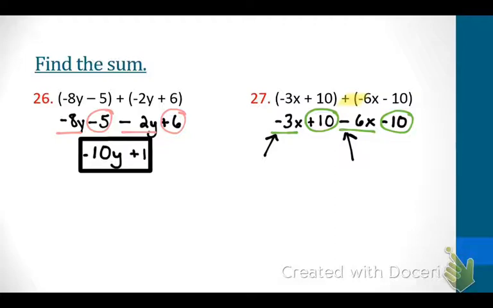Add the numbers, keep the sign. So what do you get? Negative 3. Add the numbers. What's 3 plus 6? Negative 9. Okay, and then keep the negative 9x. Now what happens with plus 10 minus 10? 0. All right, it's a 0. So should I write plus 0? No. No, you just let it cancel out, and your correct answer is negative 9x.